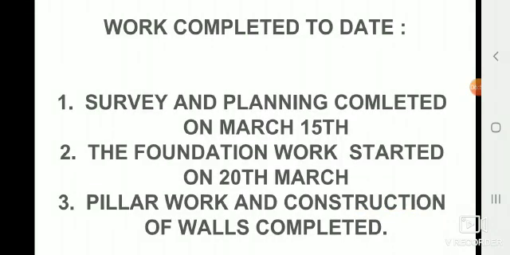Next point is work completed to date. So, in work completed to date, you have to mention how many jobs did they finish. You have to mention those details. See, number 1, survey and planning completed on March 15th. Second one, the foundation work started on 20th March. Third one, pillar work and construction of walls completed. So these are the work completed to date.